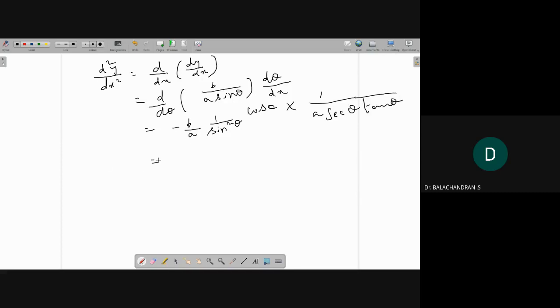Now if you simplify this, you'll get minus b by a square, 1 by secant theta is cos theta, so cos square theta divided by sin square theta, into 1 by tan theta, which is cot theta, cos theta divided by sin theta. So you will get the second derivative is minus b by a square into cos cube theta divided by sin cube theta.